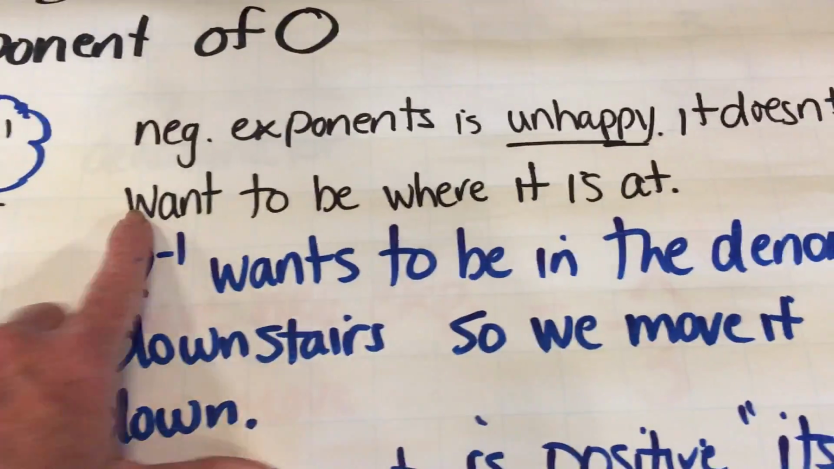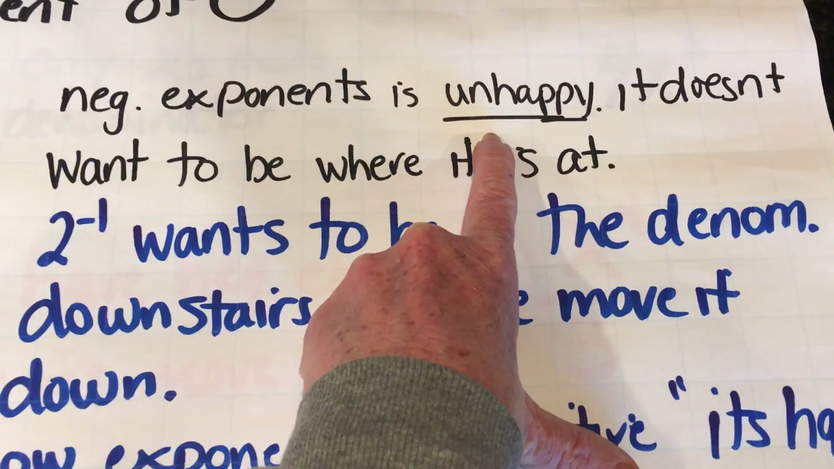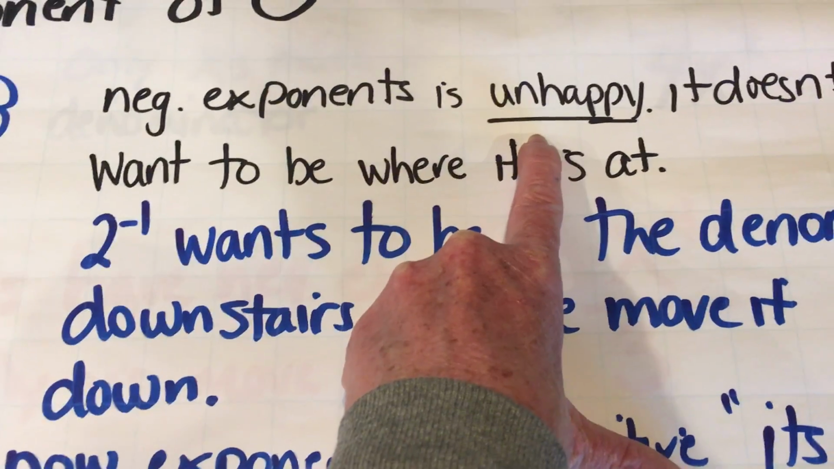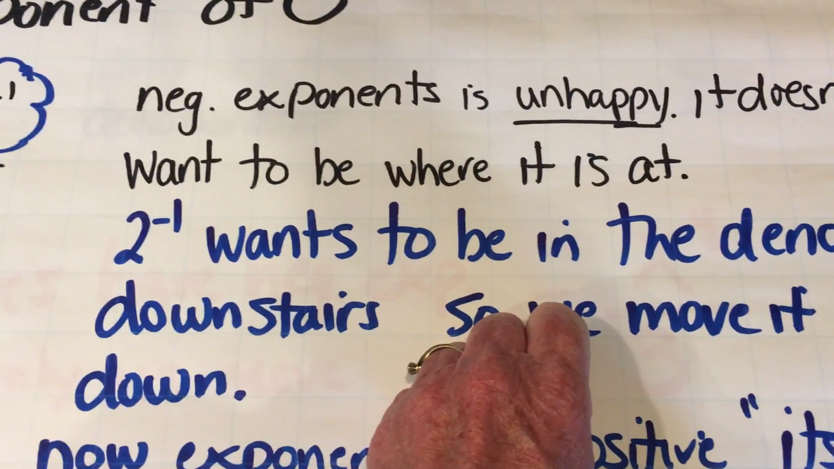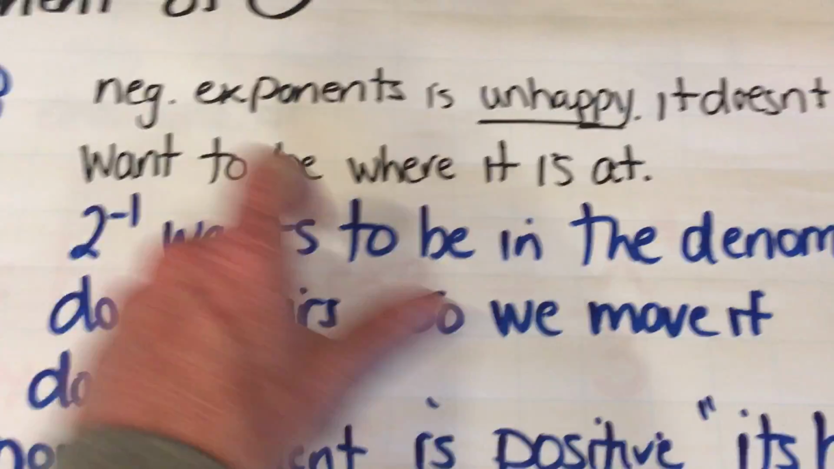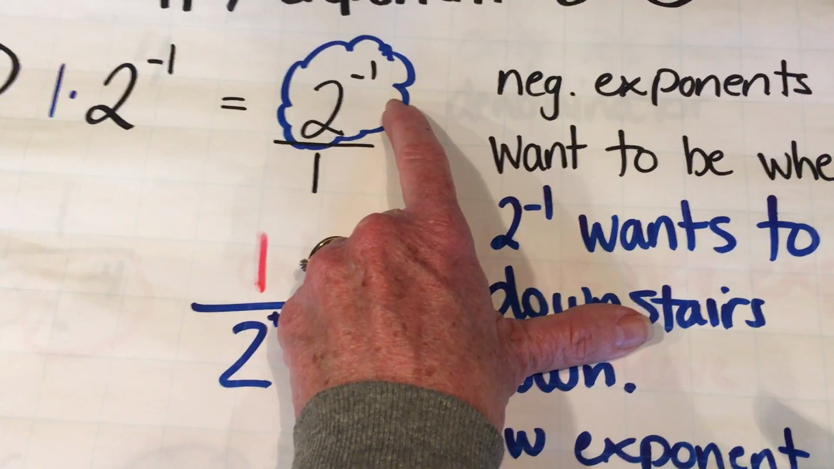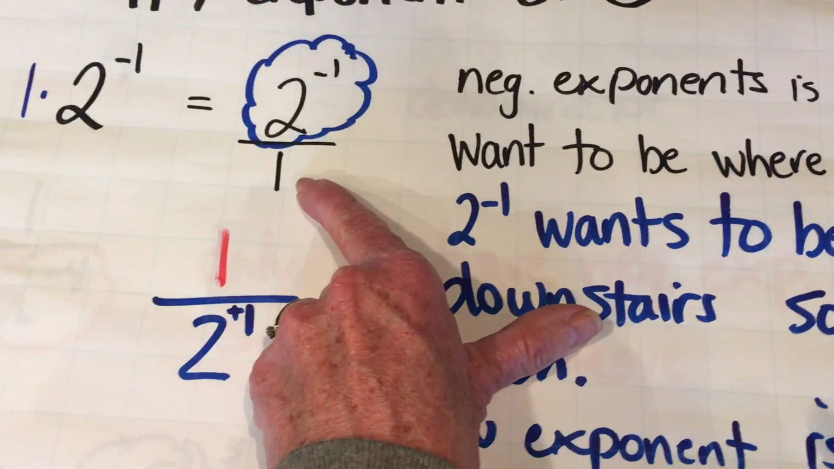Negative exponents are unhappy. It's kind of like you teenagers. You're not happy where you're at. Right now, you don't want to be at home. You don't want to do homework. We want to make you positive and happy. So this negative 2 does not want to be in the numerator. It doesn't want to be up top. It wants to be down in the basement with all its cool friends.